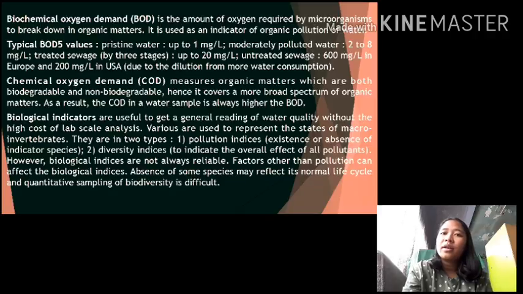Next, biological indicators are useful to get a general reading of water quality without the high cost of lab-scale analysis. Various indices are used to represent the states of macroinvertebrates. They are of two types. First, pollution indices, existence or absence of indicator species. Second, diversity indices, to indicate the overall effect of all pollution. However, biological indices are not always reliable. Factors other than pollution can affect the biological indices. Absence of some species may reflect its normal life cycle, and quantitative sampling of biodiversity is difficult.